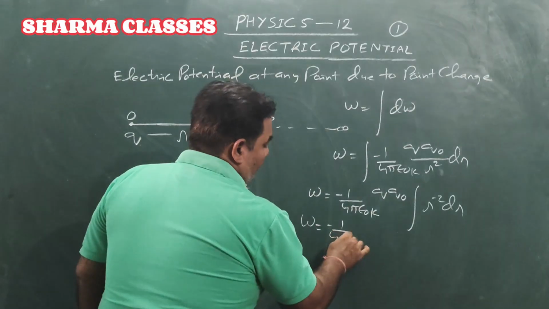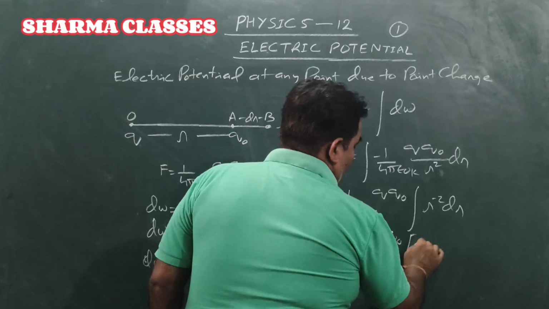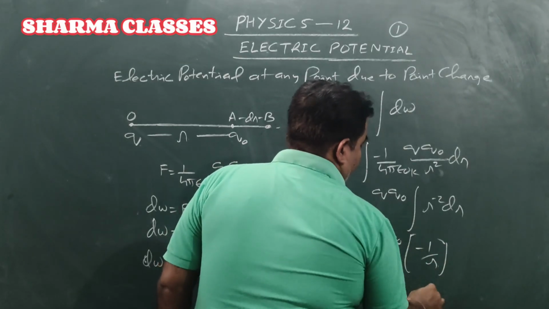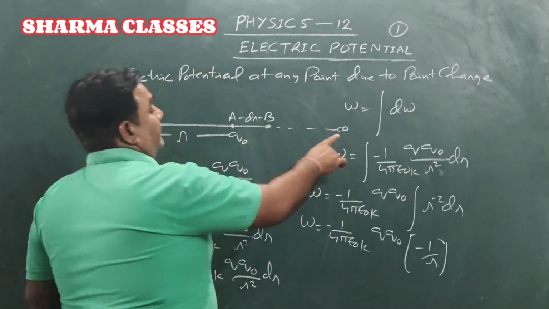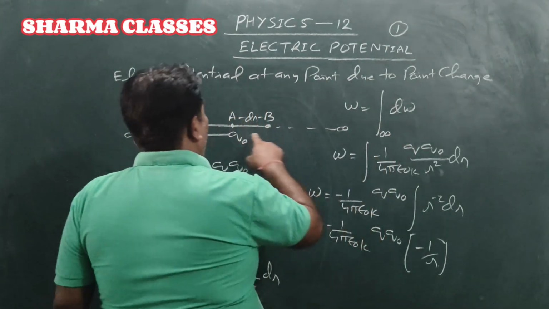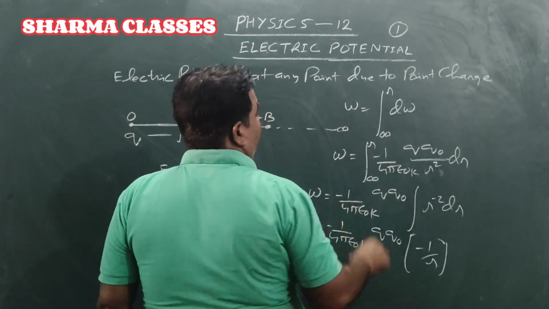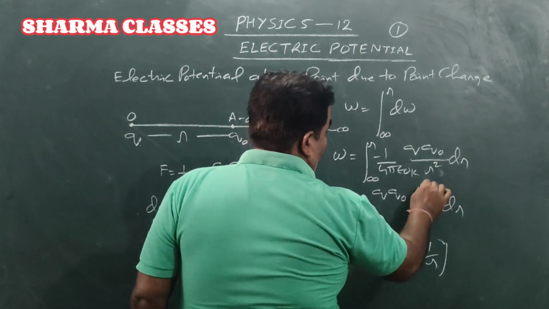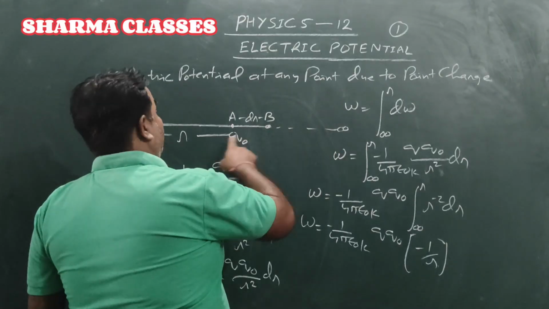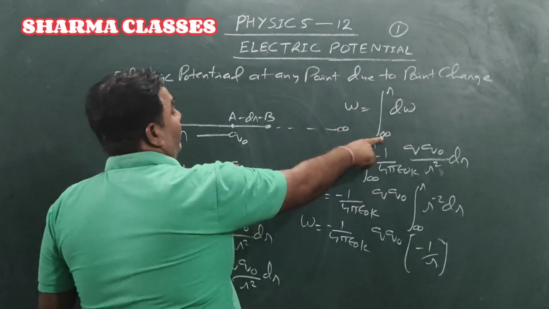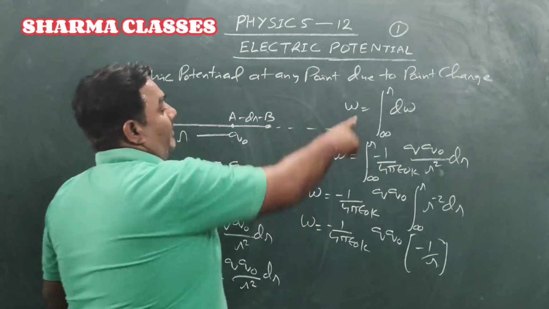Minus 1 upon 4 pi epsilon naught K, q naught, integrate that, minus 1 upon r, and this is the total work in taking this charge from infinity to point A. So we take limits: infinity is the lower limit, and point A is at a distance r from the charge, so the limits are infinity to r. That is the total work in taking this charge from infinity to point A. The distance of the initial point from O is infinite, and the distance of the final point from point O is r.